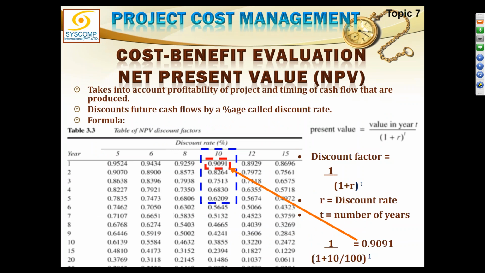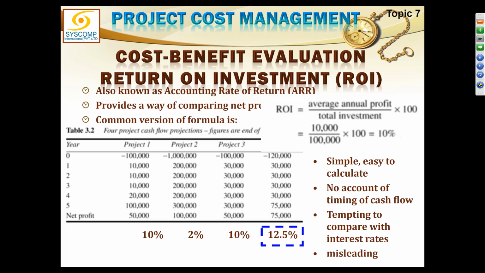Let's move on to the next method. That is the return on investment. Now, return on investment is not a very accurate method, but still it is better than net profit. It is also called ARR, accounting rate of return. It provides a way of comparing net profit with the investment. And how does it do that?